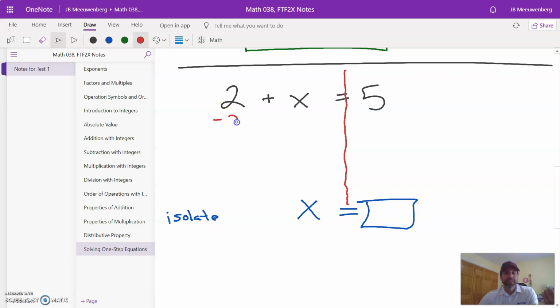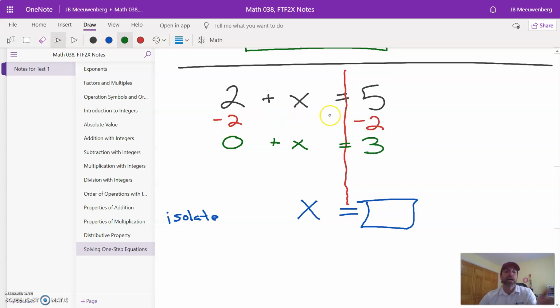We want to get rid of it because it's x plus 2, so we're going to subtract the 2 from both sides. And now I'm going to add a little step in here that you might not have seen before. What is 2 minus 2? 0. Agreed? 2 minus 2 is 0. Plus x equals, and then what's 5 minus 2? It's 3. So notice how we did the same thing to both sides, right?